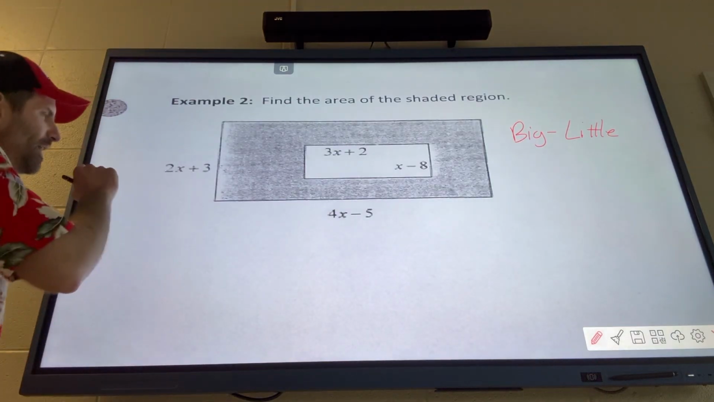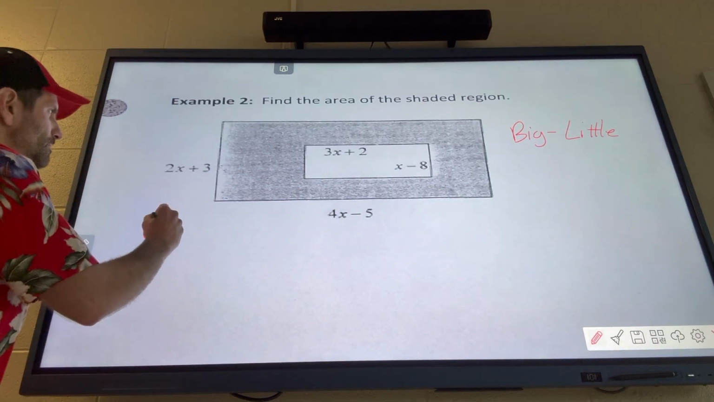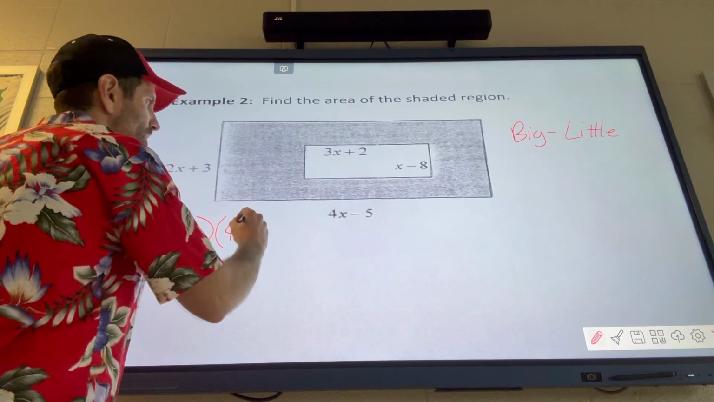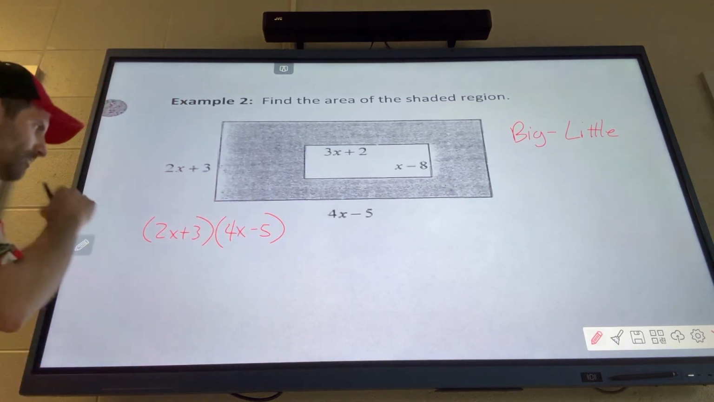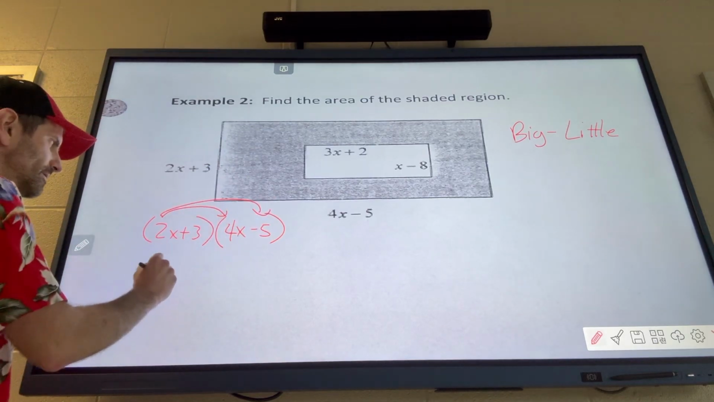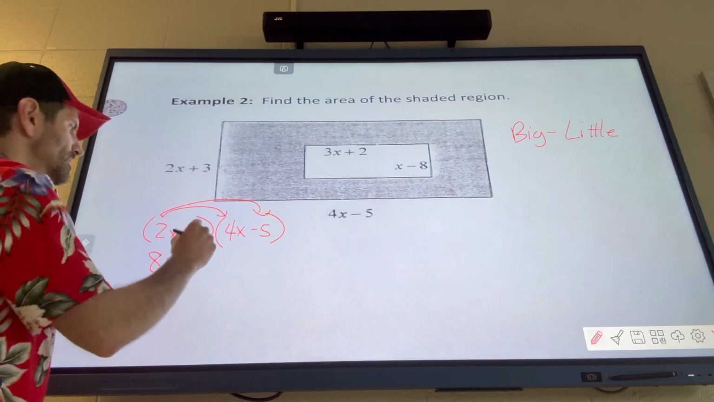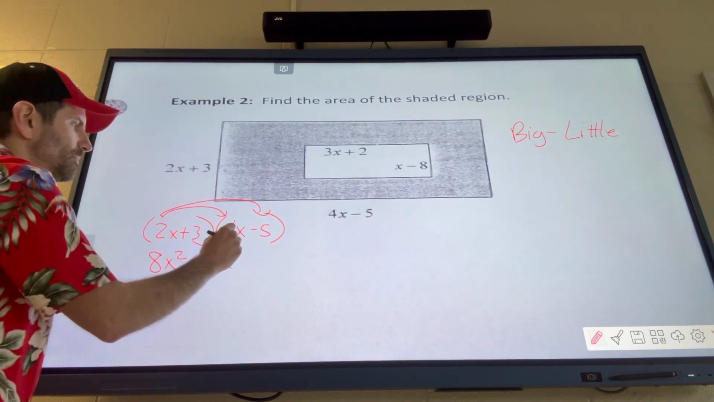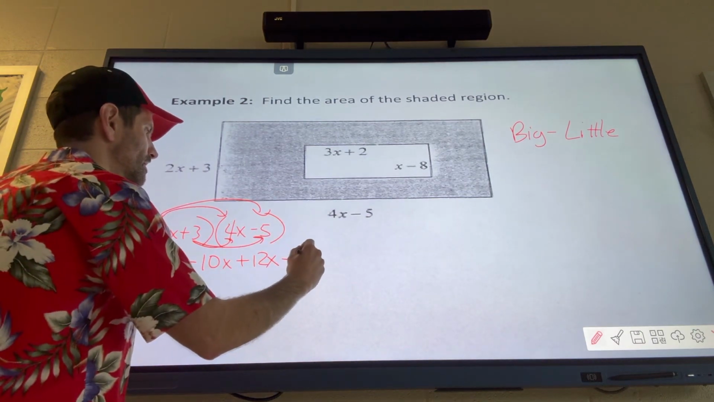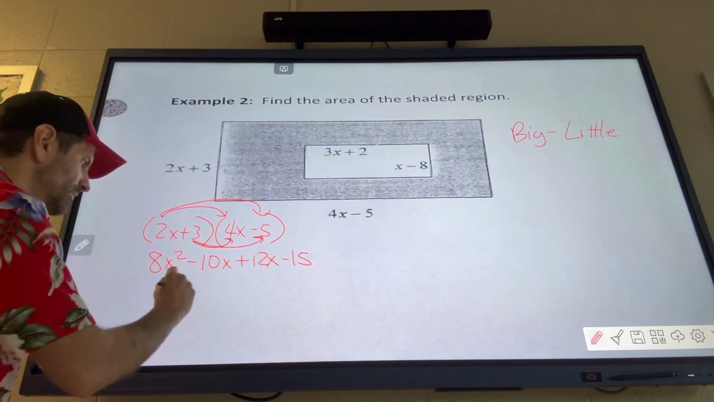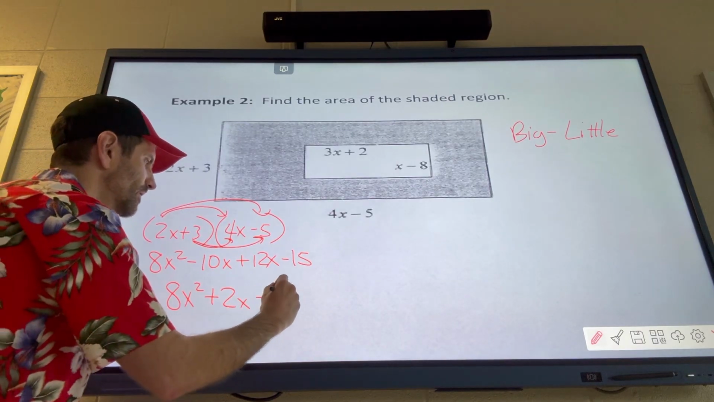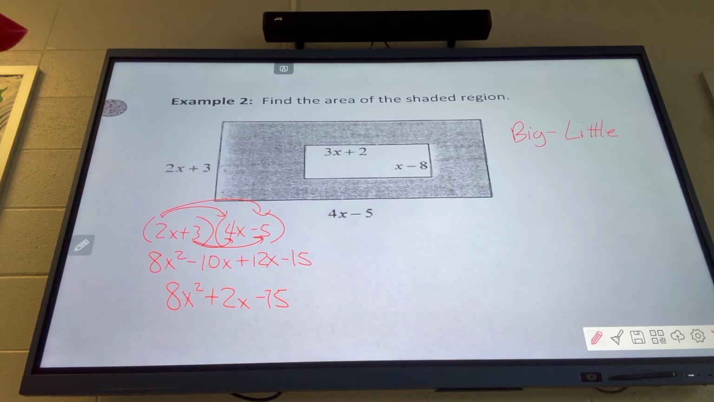So to get the area of the big, let's go 2x plus 3 times, so length times width, 4x minus 5, and let's go ahead and figure that out. Distribute the 2x. 2x times 4x is 8x squared. 2x times negative 5, negative 10x. Distribute the 3. We get a 12x, and then a minus 15. Let's go ahead and combine like terms in the middle. So we've got 8x squared plus 2x minus 15. So this was big.